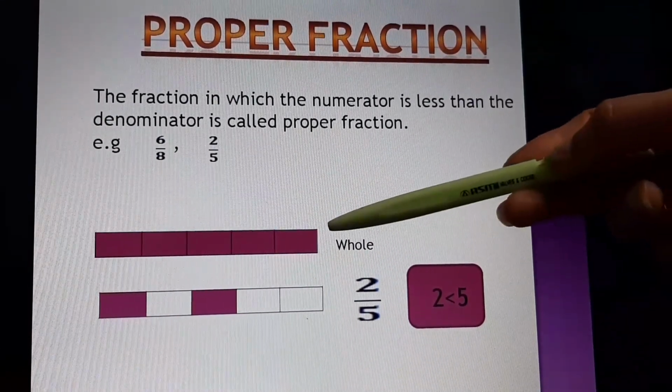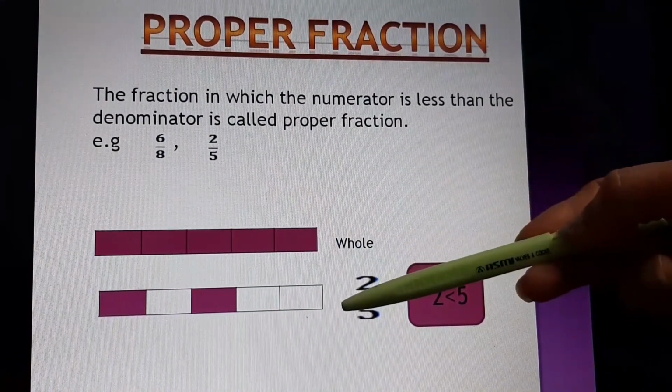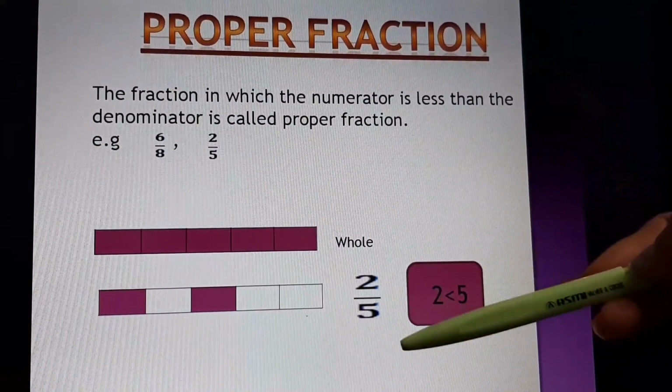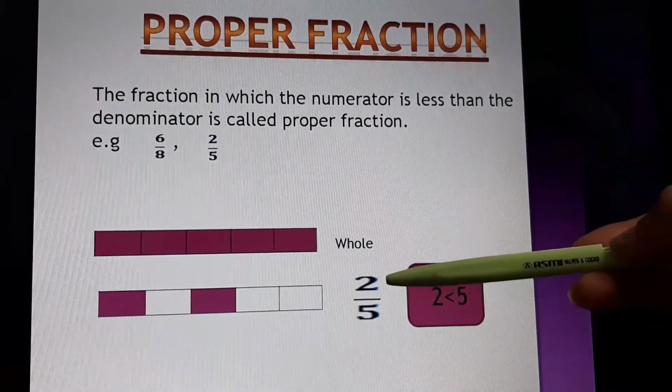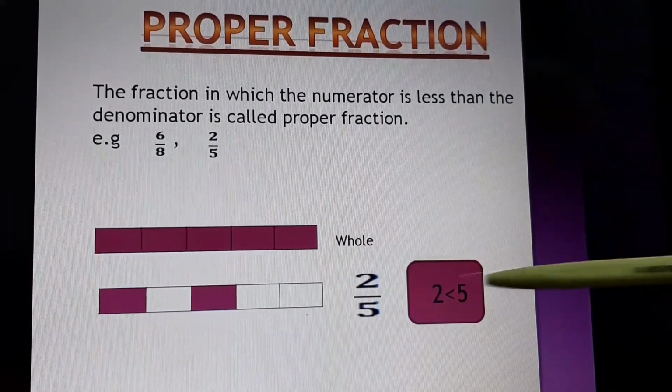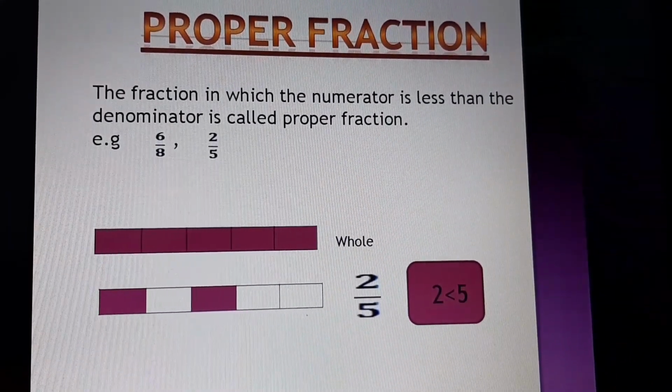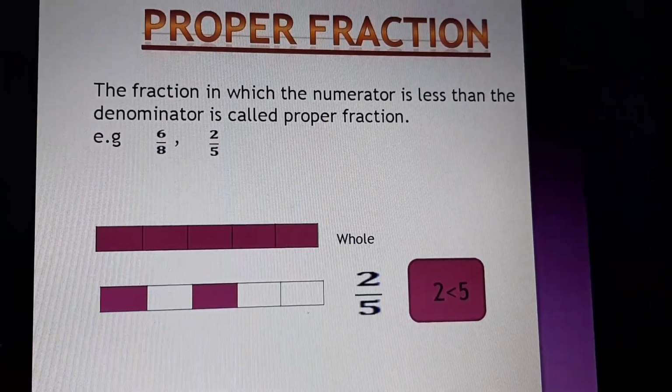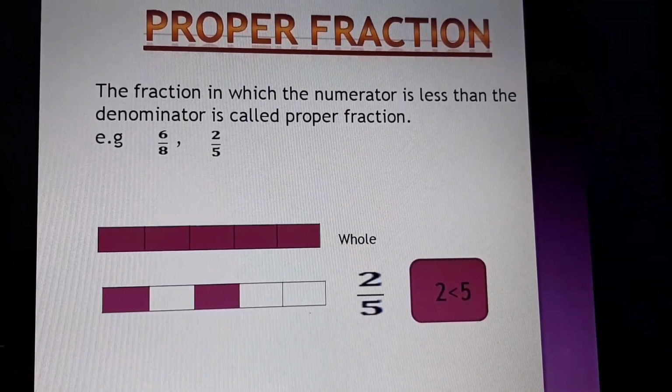This is a whole thing and it is divided into 5 equal parts. The fraction of shaded part is 2 by 5. Here 2 is less than 5. So it is a proper fraction.